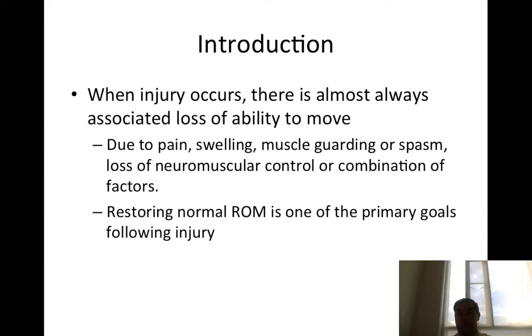So when injury occurs, there's almost always associated loss of ability to move. Makes sense. If you sprain your ankle, you're going to have decreased range of motion in your ankle, right? Due to pain, swelling, muscle guarding, or spasm, loss of neuromuscular control, or a combination of these factors. The loss of neuromuscular control is actually a big one for long-term dysfunction, and we'll get there. So restoring normal range of motion is one of the basic primary goals following any injury.